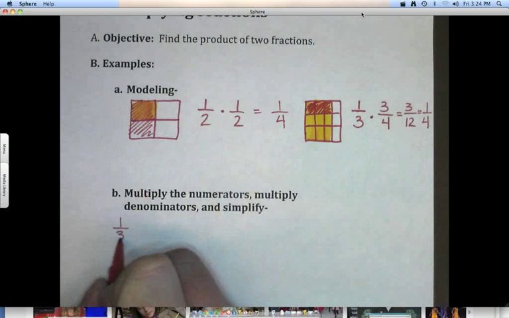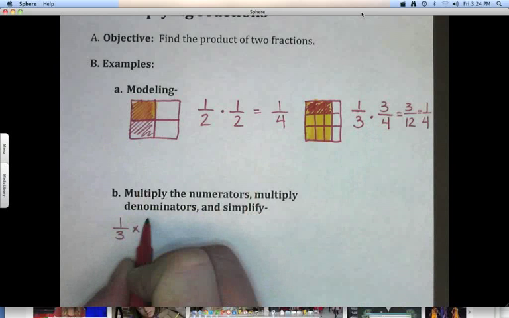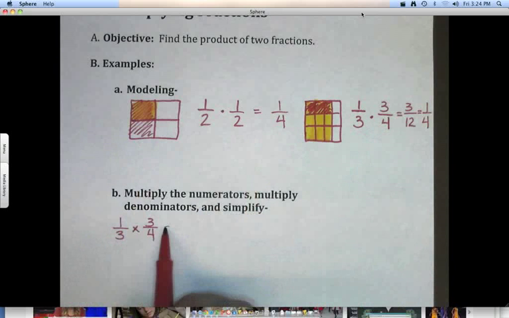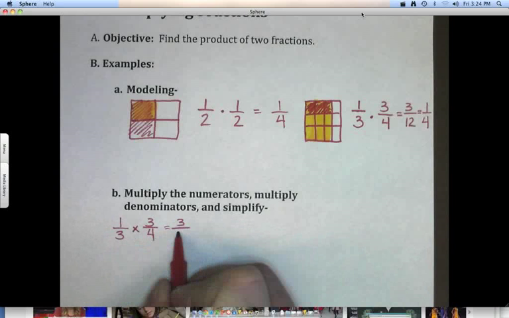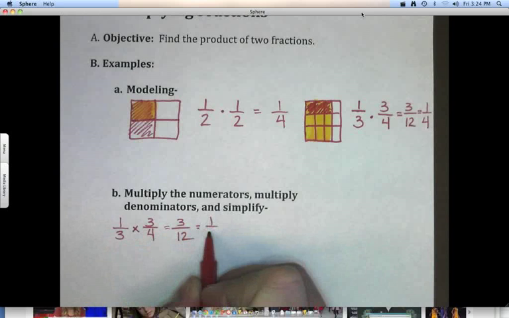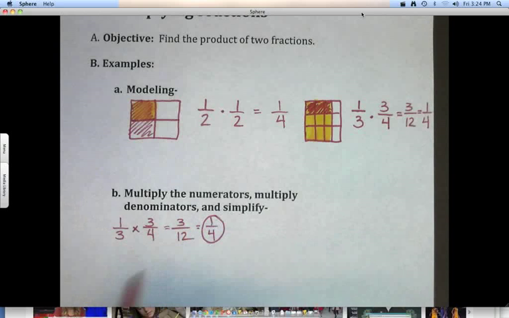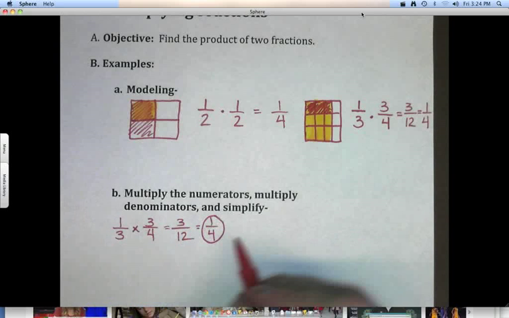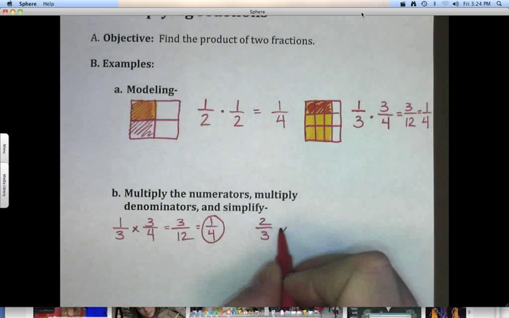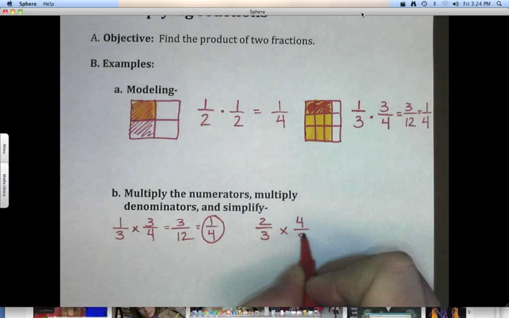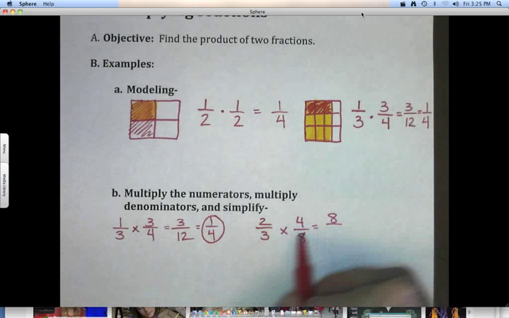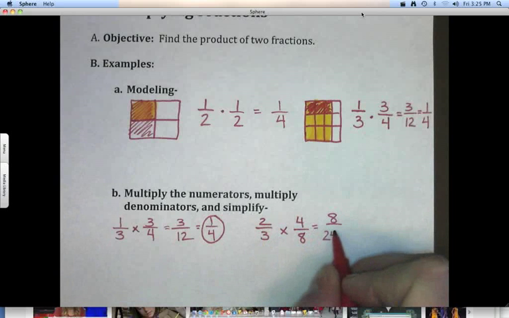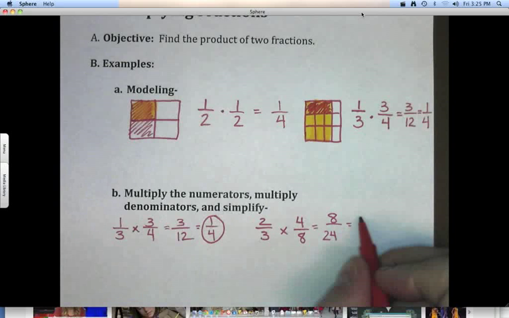So I'm just going to do 1/3 times 3/4 down here. If I multiply my numerators straight across, I have 1 times 3 equals 3, 3 times 4 equals 12, and then simplify that, I have 1/4. Another example would be having 2/3, and I am multiplying that by 4/8. Multiply my numerators together, 2 times 4 equals 8, 3 times 8 is 24. Simplify my 8/24, and I am left with 1/3.